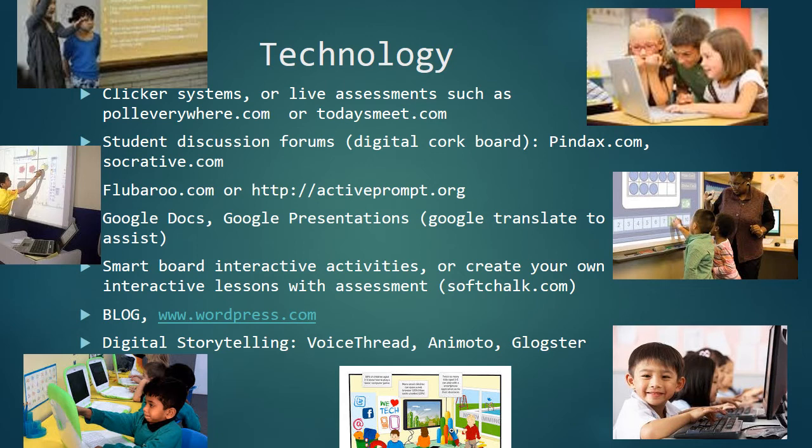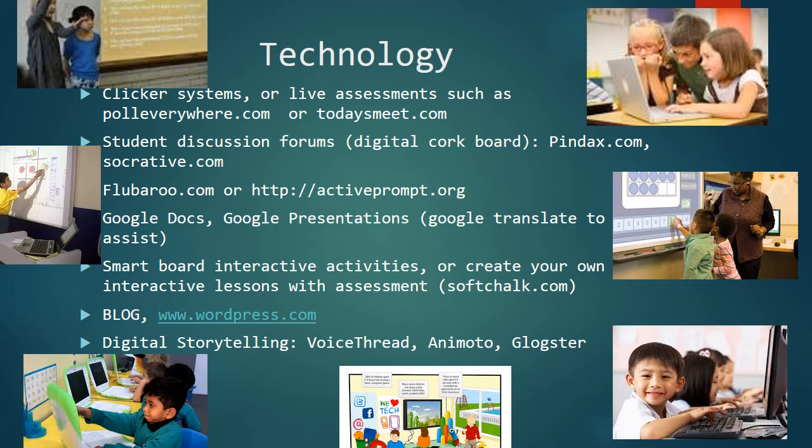Smartboard interaction activities. Create your own interactive lessons at softchalk.com or use already created smartboard activities. Maybe create a classroom blog. Use wordpress.com. These are things that can allow you access to what students know, what students can actually do and apply in a way that also allows English language learners to access accommodations, to have think time, to use multiple resources to format their responses before having to do so.